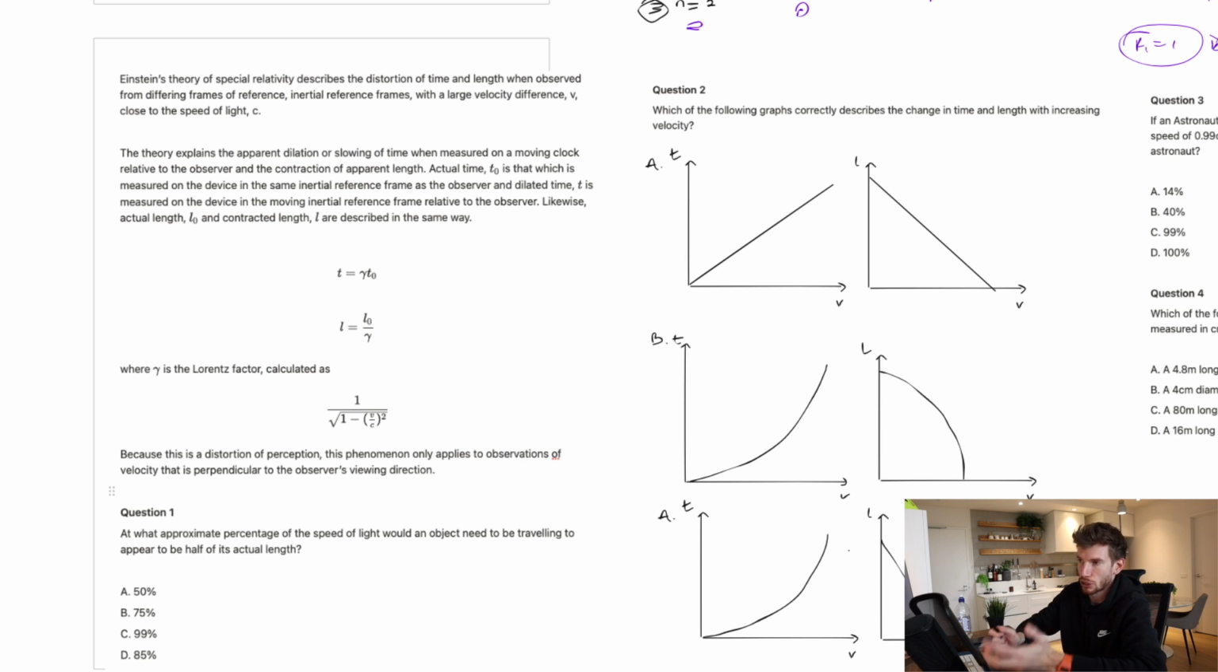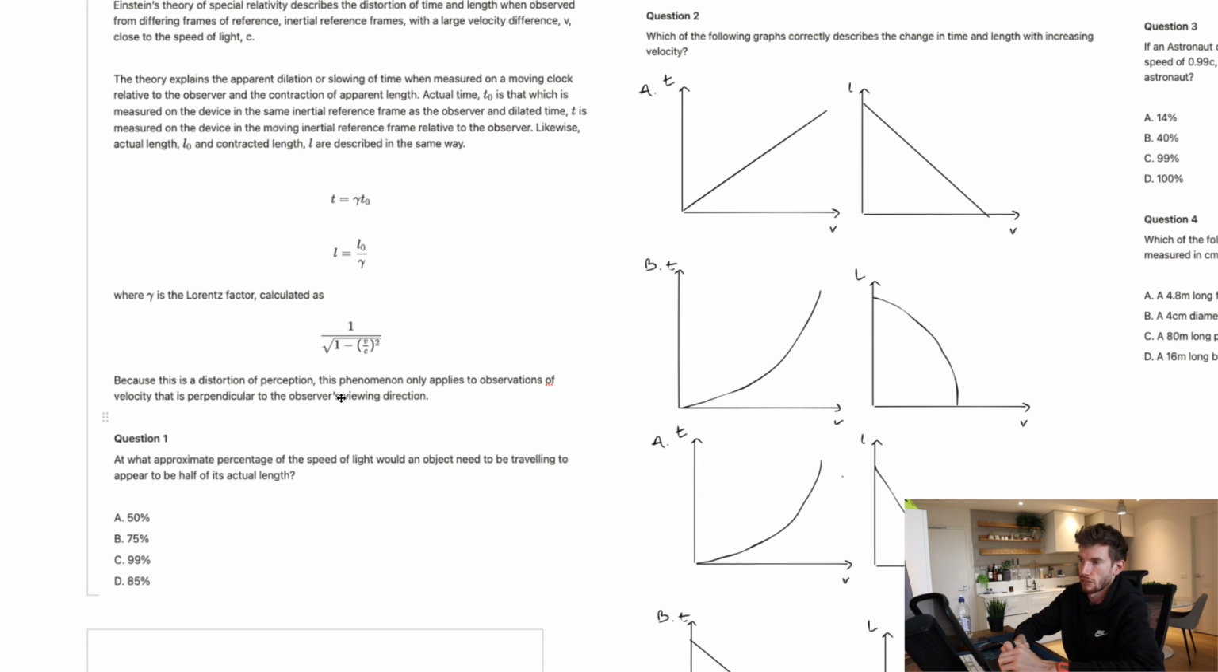Then it says, likewise, actual length L0 and contracted length L are described in the same way. We've got some formulas here with this gamma symbol, which is the Lorentz factor given by this. So you can see I've segmented the formulas rather than putting it all together. And because this is a distortion of perception, this phenomenon only applies to observations of velocity that is perpendicular to the observer's viewing direction.